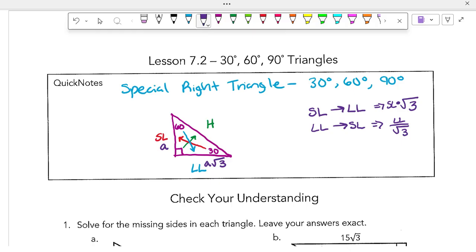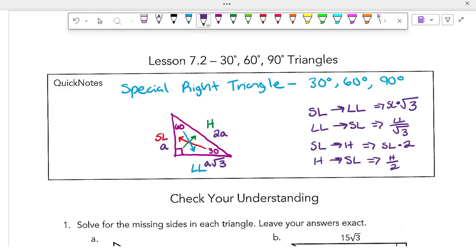Now, hypotenuse. What was the connection between the hypotenuse and the short leg? That was double it. So this would be 2A. So from short leg to hypotenuse, we would multiply the short leg by 2. Hypotenuse to short leg, we would divide the hypotenuse by 2.